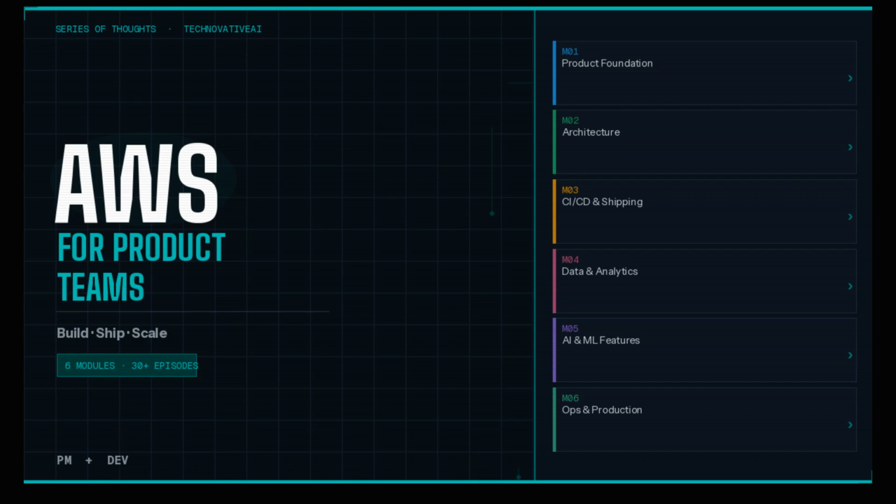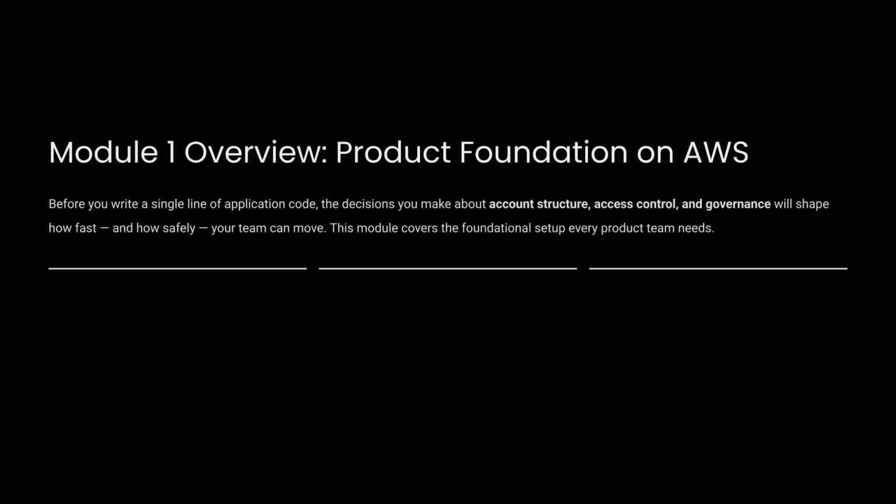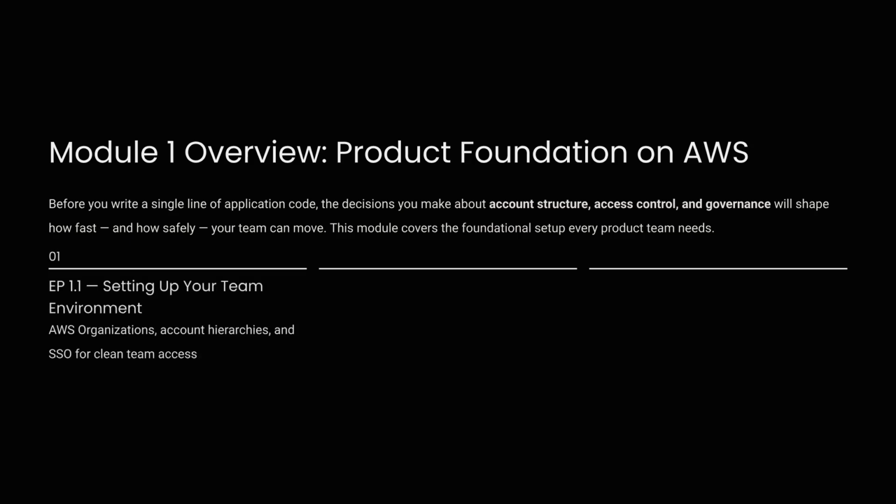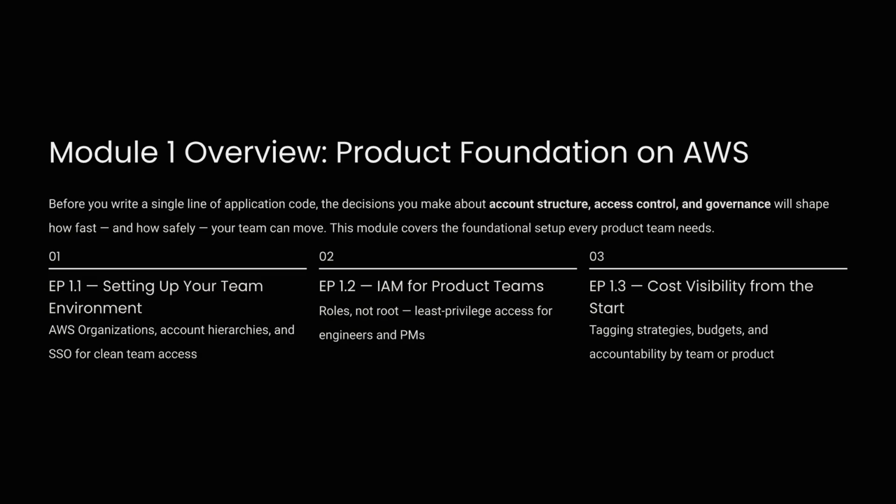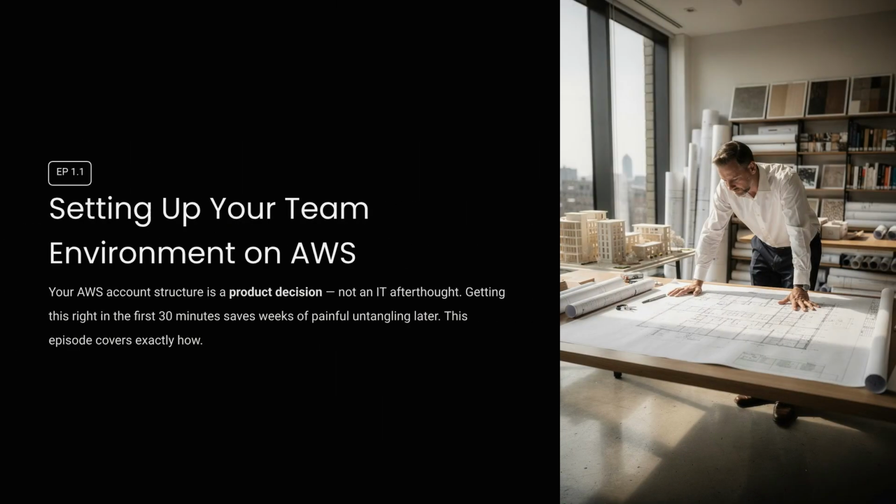This video series spans 6 modules, covering topics from product foundation and architecture to CI/CD, data and analytics, AI/ML features, and operations in production. Module 1 focuses on the foundational setup every product team needs. We cover account structure, access control, and governance, which are crucial decisions that shape how fast and safely your team can move. The module includes setting up your team environment, managing IAM for product teams, and establishing cost visibility from the start. Episode 1.1 focuses on setting up your team environment on AWS.